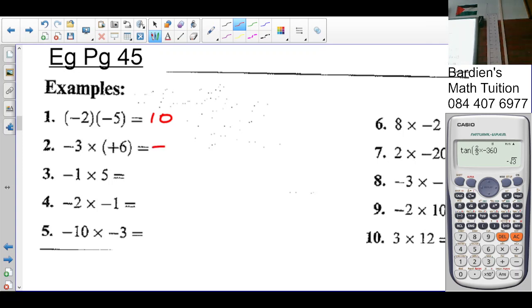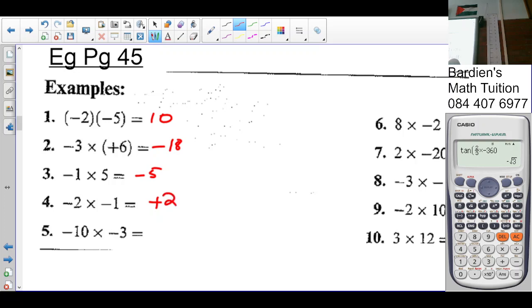Negative 18. Well done. Positive times a negative is negative. 3 times 6 is 18. Next, Michael. Negative 5. You all agree with that? Yes. Positive times a negative is negative. 1 times 5 is 5. Next, Michael. Negative 2. Is she correct? No. What's negative times a negative? Positive. 2 times 1? 2.